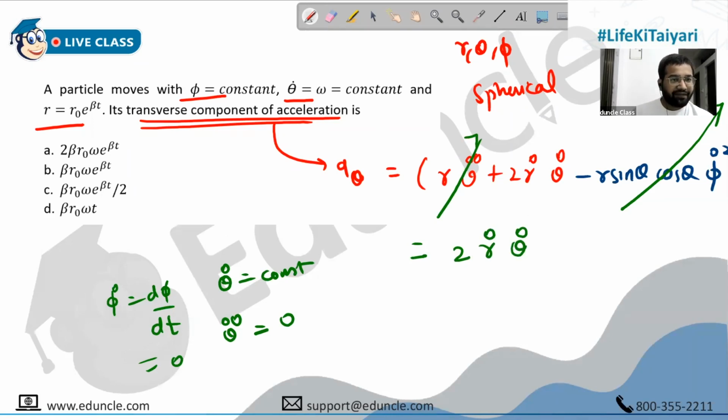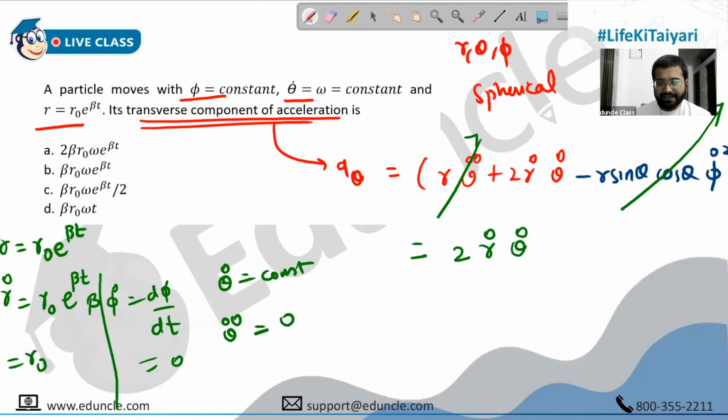R dot we can calculate. What is r? r0 e raised to beta t. So r is given to us. Let's calculate the derivative, r dot. r0 is a constant. The derivative of e raised to x is e raised to x. But what is the derivative of beta t? Beta. You will differentiate beta t: beta into the derivative of t, that will be 1. Beta into 1, that is beta. So we have got r0 beta e raised to beta t.